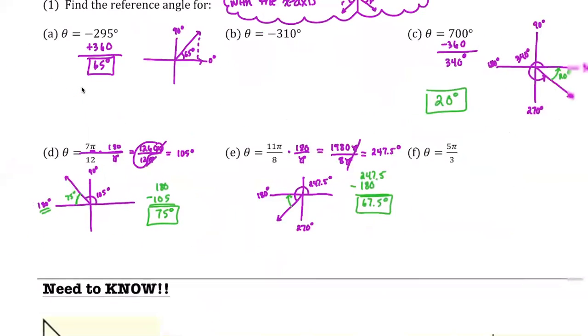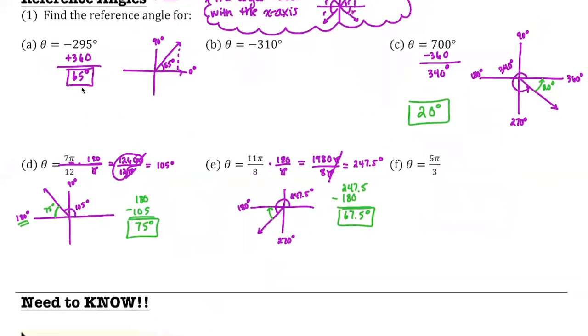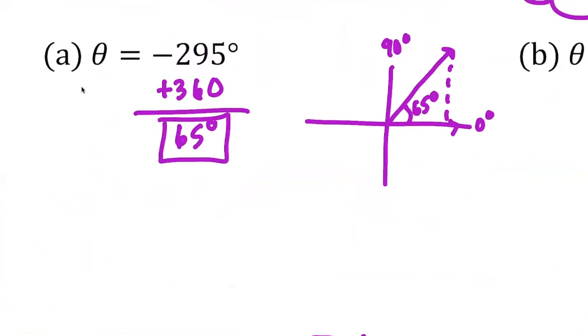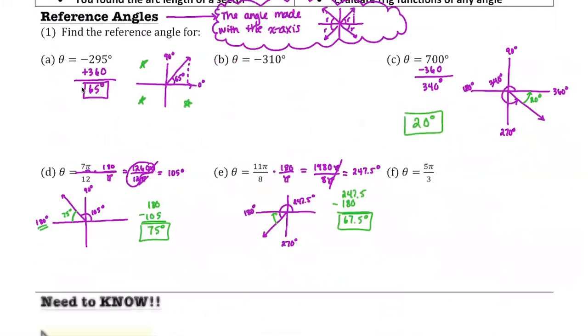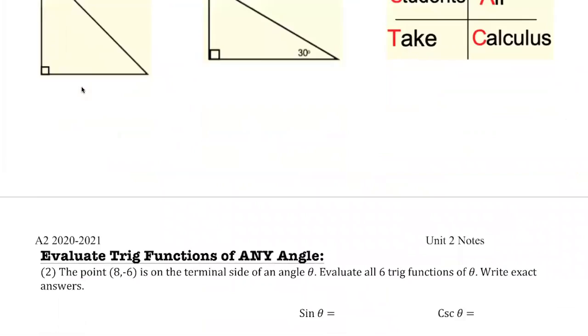So you're going to start to notice that your reference angle, if you're in quadrant 1, like the first problem that we did, is always going to be whatever the angle is. Anytime you fall in any of the other ones, quadrants 2, 3, or 4, you're going to have to do a little bit of extra work to figure out what that reference angle is going to be.